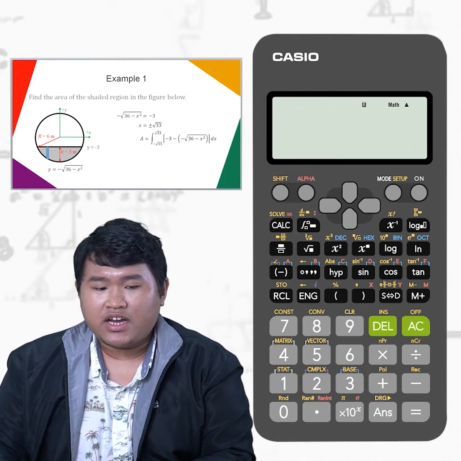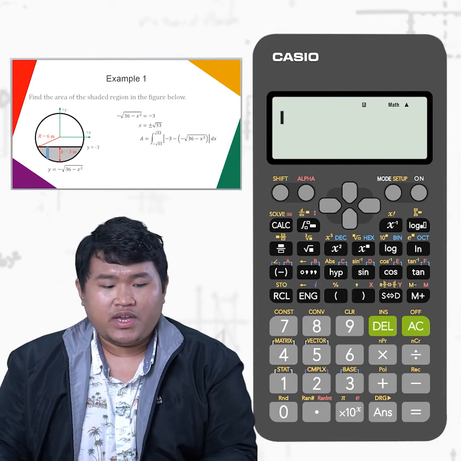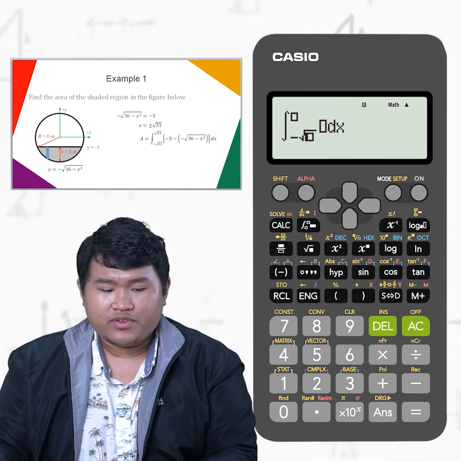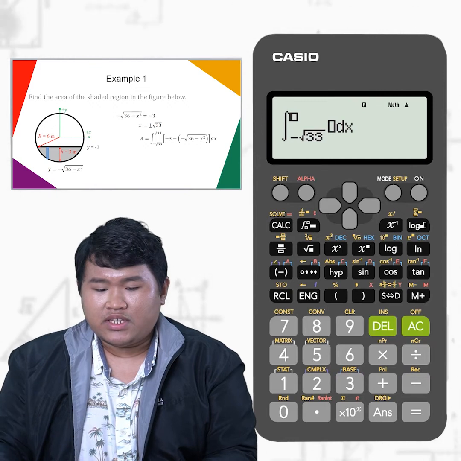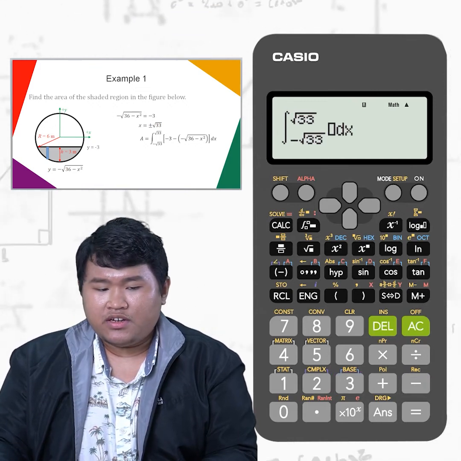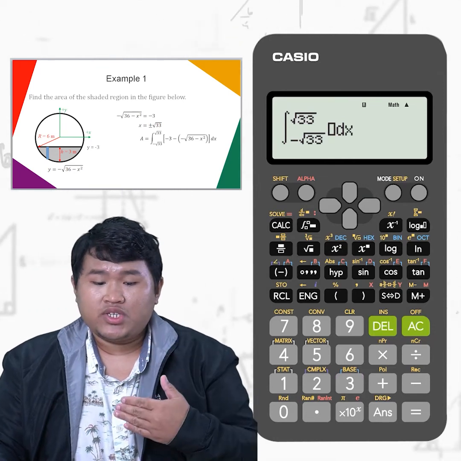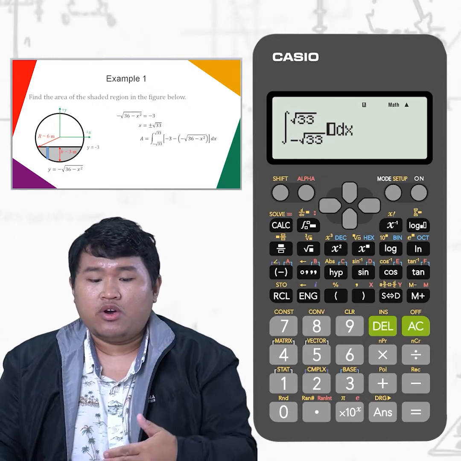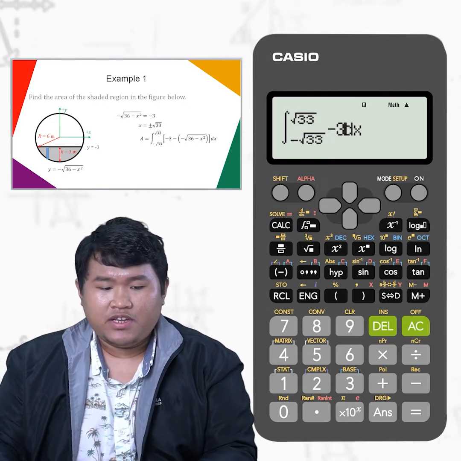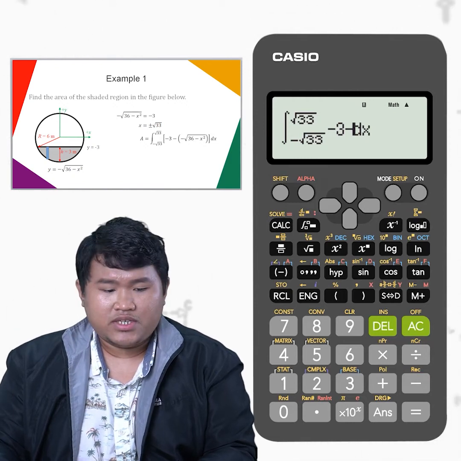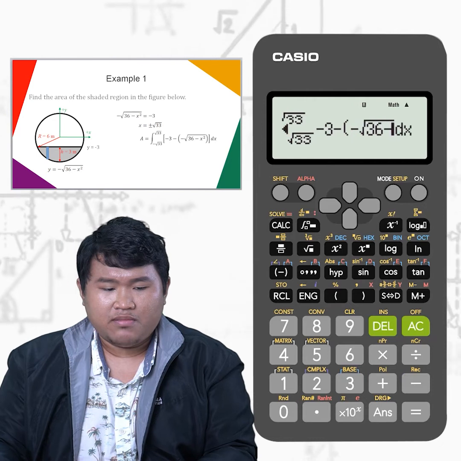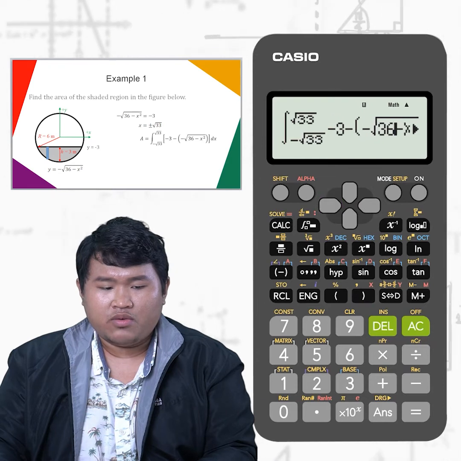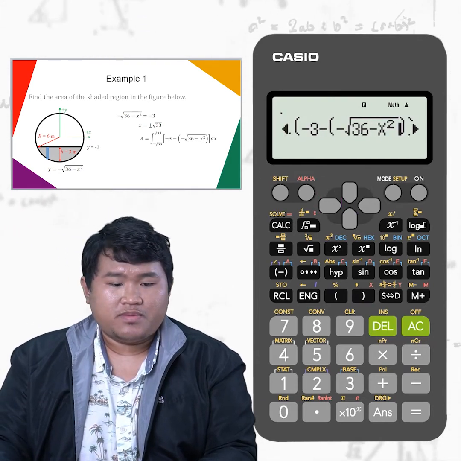Next, let's input in the calculator the integral of this expression. So we have the integral, and for the lower bound, it's the left side of the intersection, that is negative square root of 33. And for the upper bound, it's the right side, which is square root of 33. And then for the integrand, let's input upper minus lower. Remember, we are taking the vertical strips, so we have to subtract the upper expression minus the lower expression, which is negative 3 minus negative square root of 36 minus x squared, and then close parenthesis. And then let's close parenthesis again and then open at this part. Now we have this full expression for the integral.